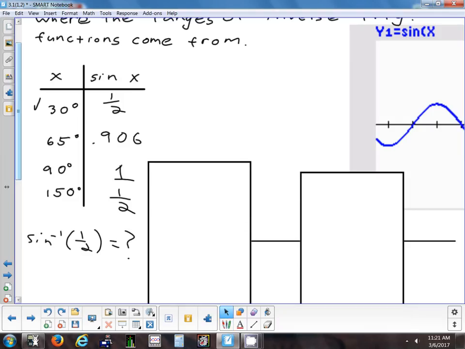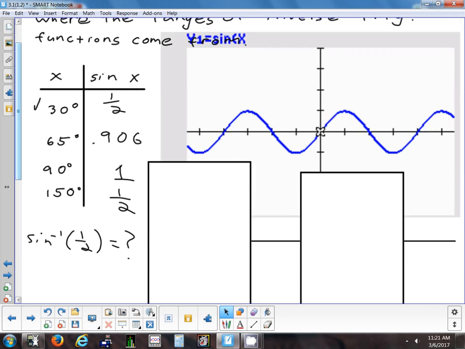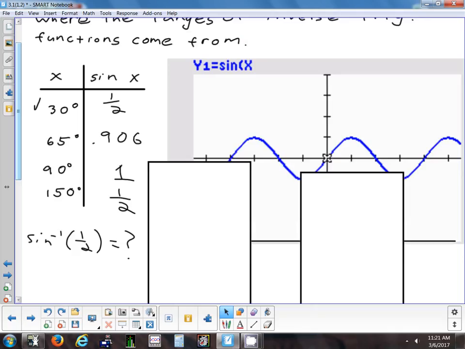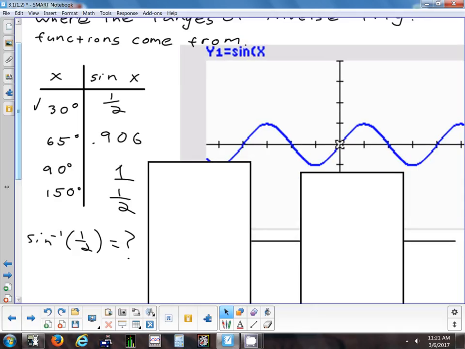All right, so I've got this picture. Okay, that's a graph of sine. Okay, it's not a line. Okay, it's got a wave pattern to it. Has anybody ever seen that kind of graph before?